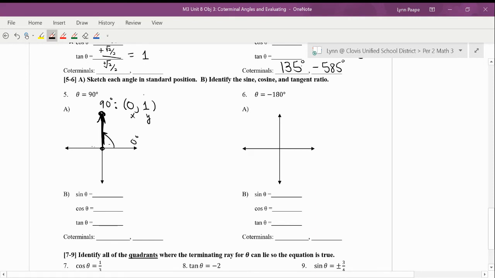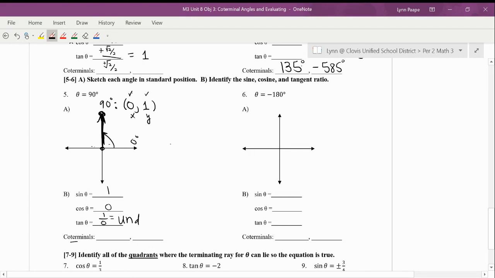Now remember, the sine is the y value, so that would be positive 1. Cosine is the x value, so that would be 0. And then tangent is y divided by x, so 1 divided by 0. So 0 is underneath, so that would be undefined.